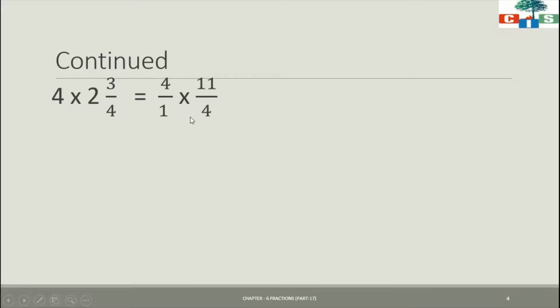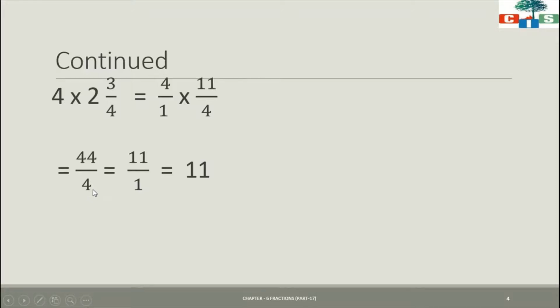Now, scholars, we will multiply numerator with numerator and denominator with denominator to find the product. 4 multiplied by 11 is 44 and 1 multiplied by 4 is 4. Now when I divide 44 by 4, I get the answer 11, that is 11/1, which I can also write as 11. When you divide 44 by 4, you get quotient 11 and remainder 0.